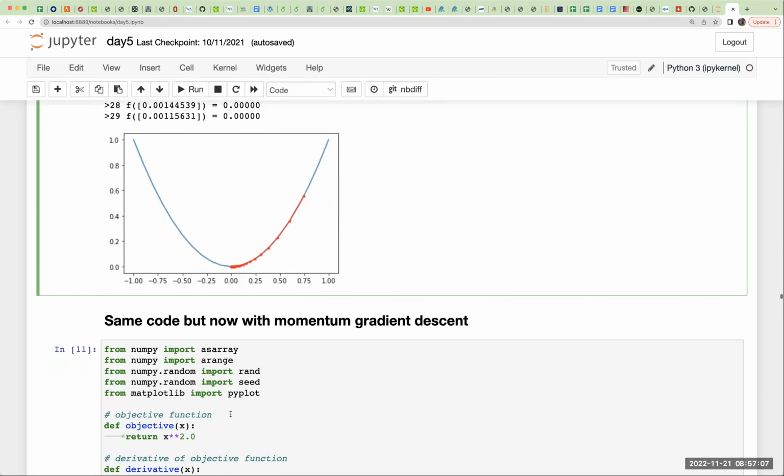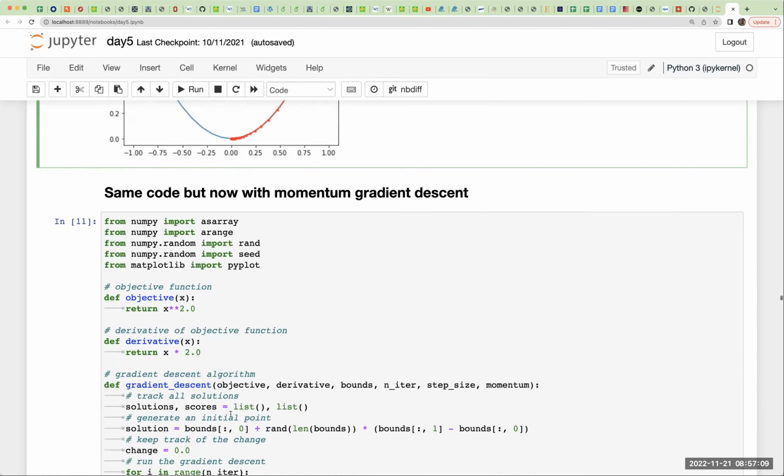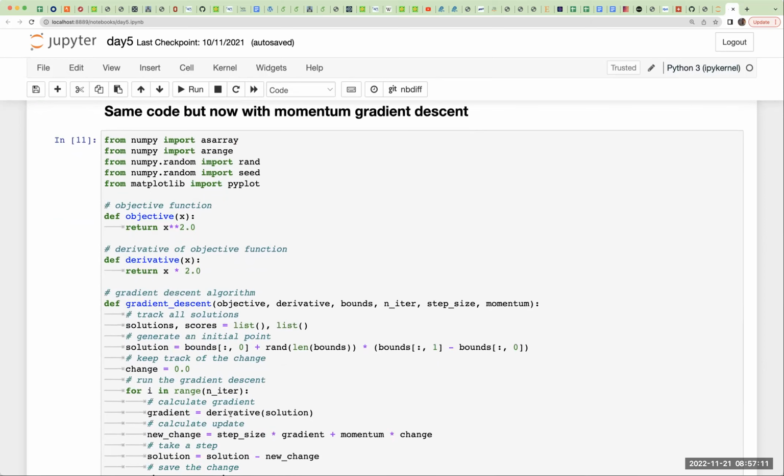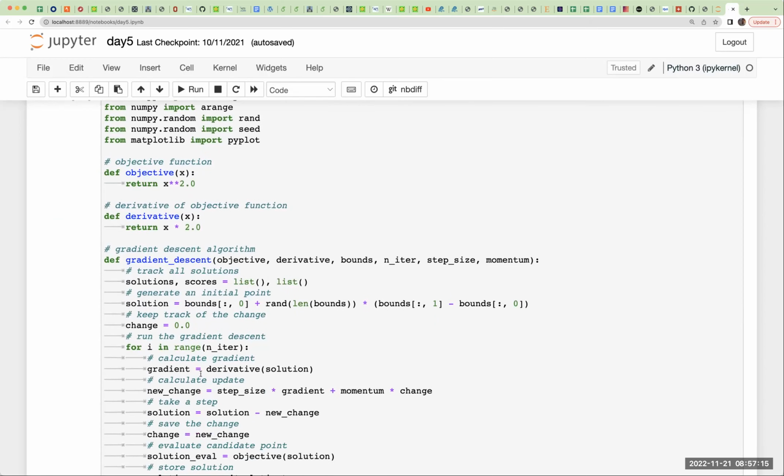Now, if you look at gradient descent with momentum, this is just plain gradient descent with momentum. What we've done is to set the new change equal to the step size times the gradient. So we need to calculate the gradient first, as you can see here. And then we have the momentum times this change. We have put the change equal to 0 in the first iteration.